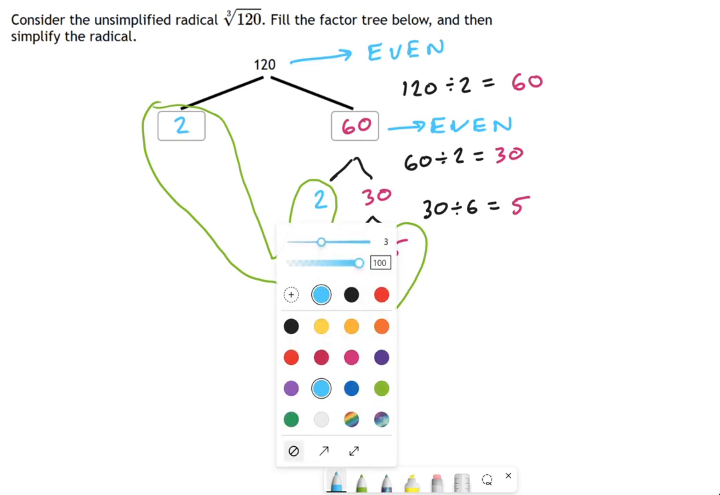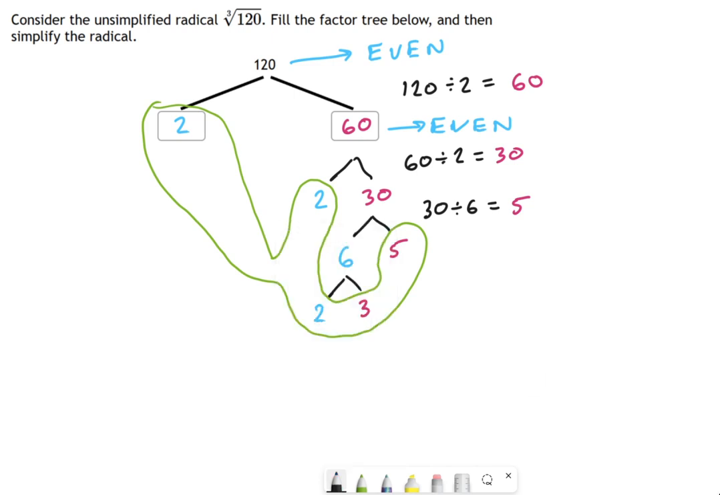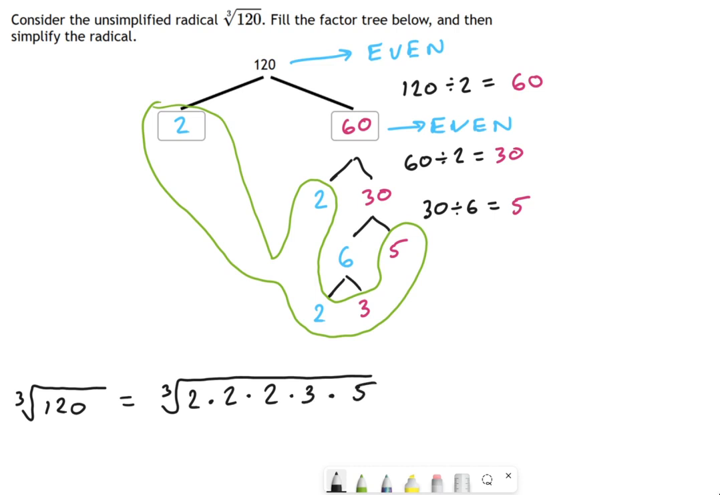And watch how I'm going to rewrite this original cubed root function. Instead of the cubed root of 120, I'm going to say, well, that's really just the cubed root of 2 times another 2 times 3 times 5. Okay? And here's the part where we come back to, what about the cubed root? How is this different from a square root? Well, with square roots, you're looking for pairs. With cubed roots, you're looking for 3 of a kind. Okay, that's why we have to pay attention to that little 3 up there.